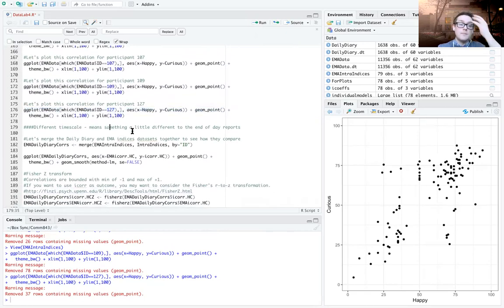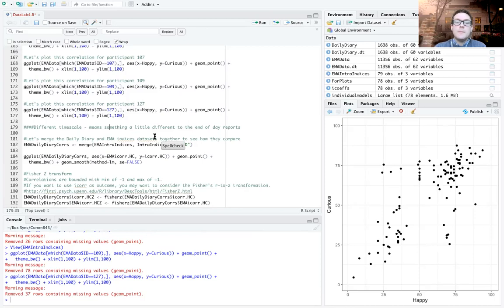Okay, we're going to now merge the indices we created using the daily diary data with the indices we created using the experience sampling data, just to see how they compare. You would probably expect some correlation between the daily diary and the experience sampling data, given that the daily diary is reporting on the same day and the same person, right? It's just saying, but they are different.